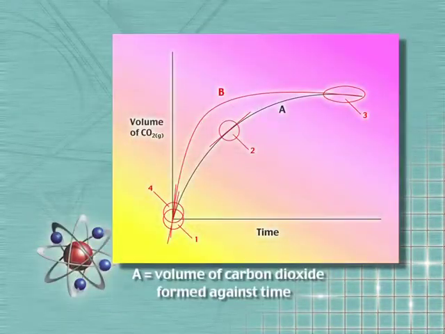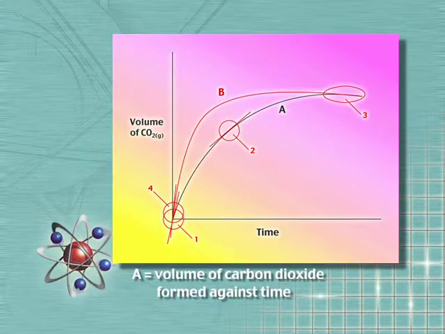A graph of either of these quantities can be plotted against time. Here is a graph of volume of carbon dioxide formed against time. Note the gradient of the curve is positive because carbon dioxide is being produced, not used up. Also, the gradient of the curve is greatest at the beginning, where the reaction is at its fastest. But why should that be? Because the concentration of hydrochloric acid is at its highest at the start of the reaction.